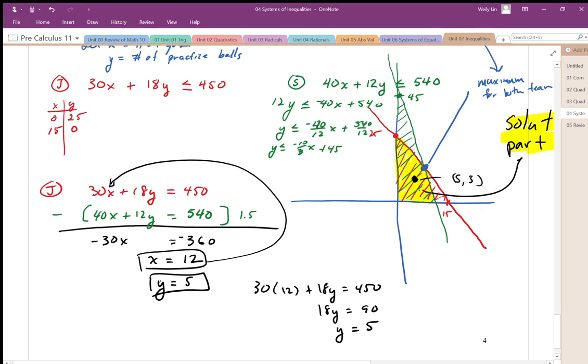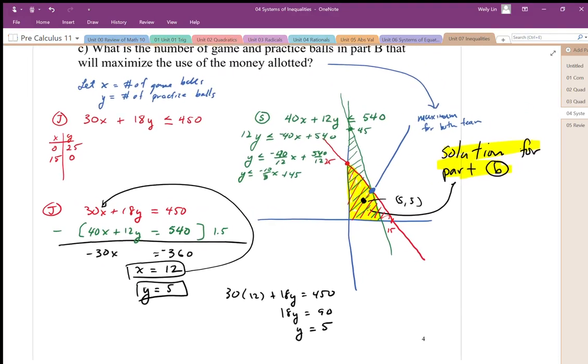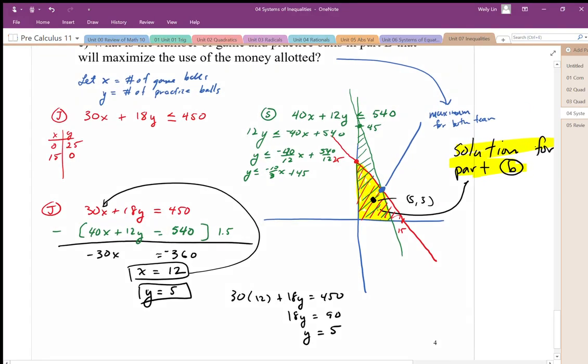So this is a more detailed analysis of a word problem, and this is how these systems can be used in what we call optimization problems when they're doing financial analysis.